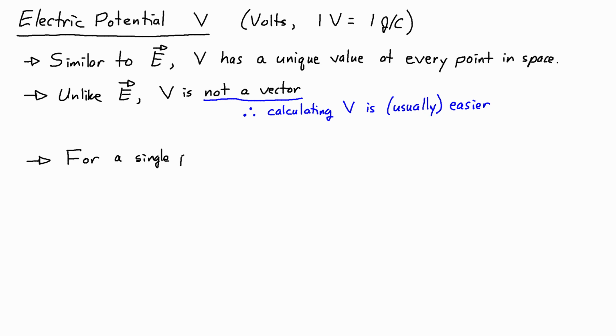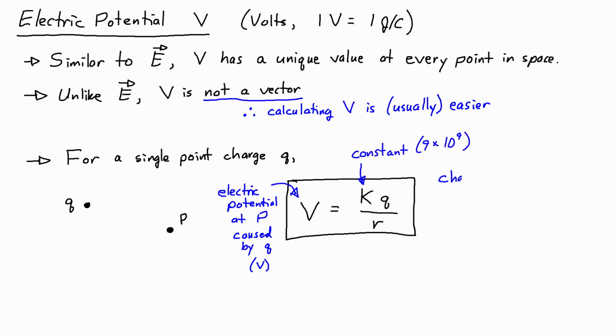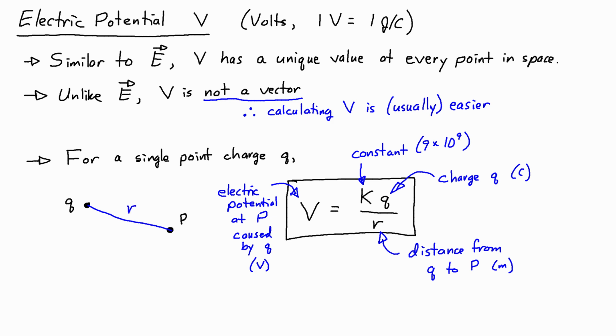For a single point charge, Q, the electric potential at a certain point is equal to K times Q divided by R, where V is the electric potential at a point, say P, caused by Q. K is the constant, 9 times 10 to the 9. Q is the charge on Q in coulombs, and R is the distance, the straight line distance, from Q to P, and that would be measured in meters.